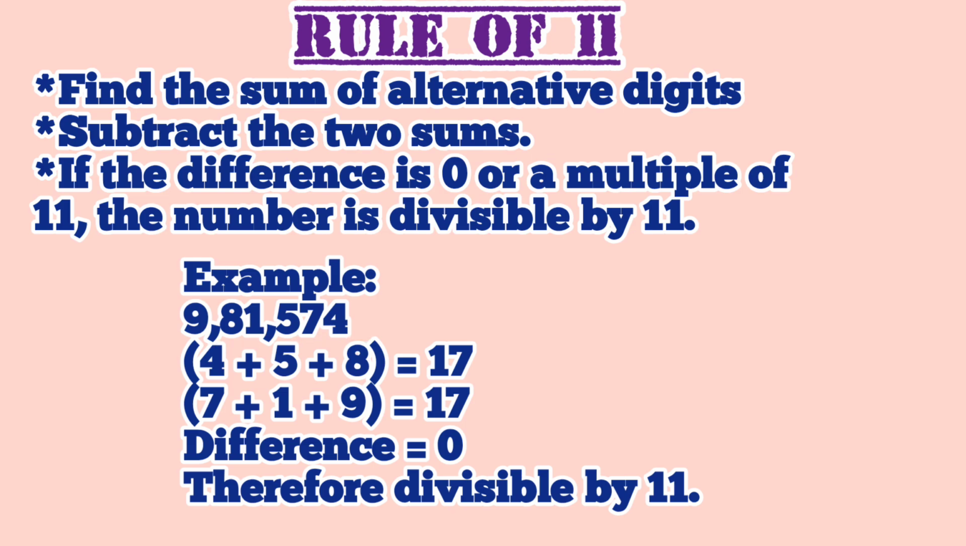Next I am going to find one more sum. Already I have taken 4, 5 and 8. The remaining digits I am going to add now. 7 plus 1 plus 9. The sum is 17. So next step, I am going to find the difference between these two sums. 17 minus 17 is 0. So this particular number is divisible by 11. Okay, if the difference is 0 or a multiple of 11, that particular number is divisible by 11. If not, it is not divisible by 11.